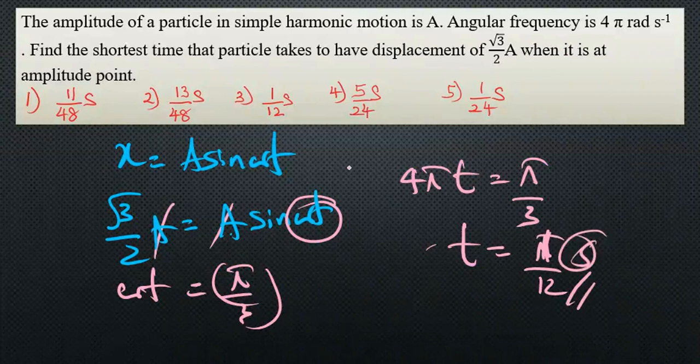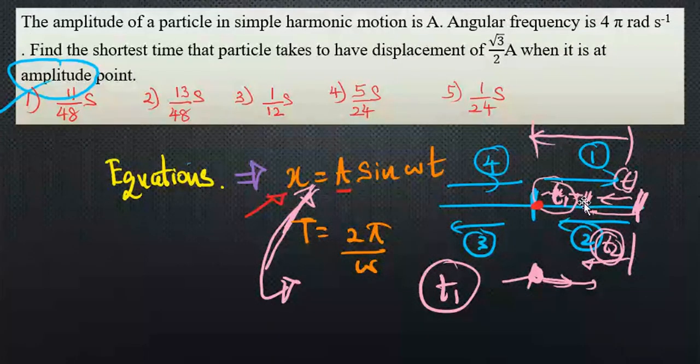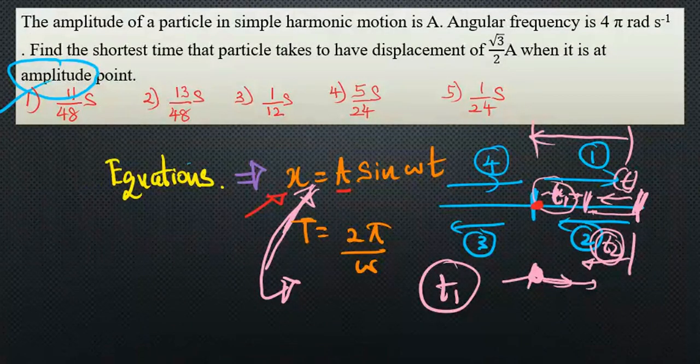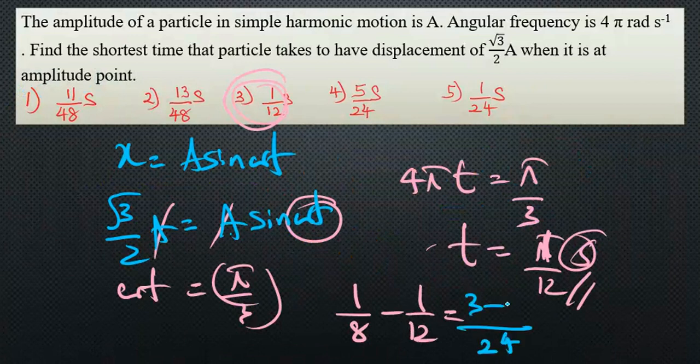But this is not the answer. You can see this value is also among the options, but it is not the answer they are looking for. They are asking us to find the time from the extreme end to this point, so we have to subtract from the initial value we got. That's 1/8 minus 1/12. Taking a common denominator of 24, it's 3 minus 2, so we get 1/24.